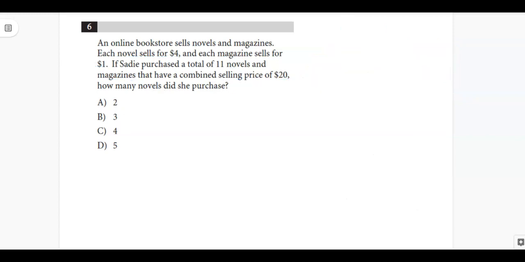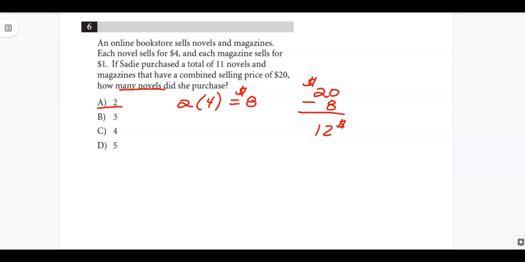Another way to do that problem, if you just want to use the answers and you're not good with systems of equations, is just start plugging and trying them. So if I try 2 novels, that'd be 2 times $4, that would be $8. If I spent 20 total and I take away the 8, that would mean I spent $12 on magazines. And since they're $1 a piece, that would be 12 magazines. So if I had 2 novels and 12 magazines, that would be a total of 14, which would violate this piece right here. So that's why I know it couldn't work.